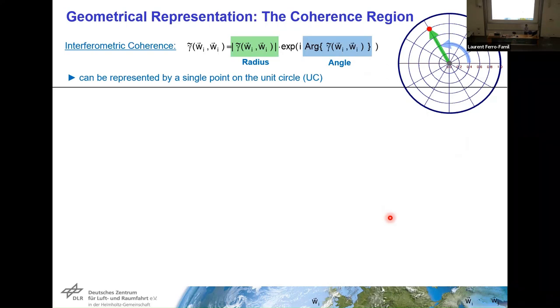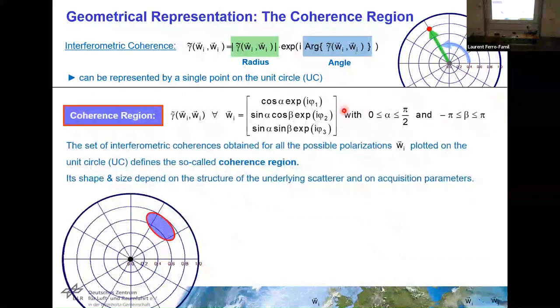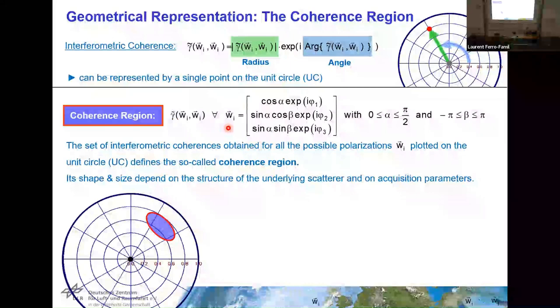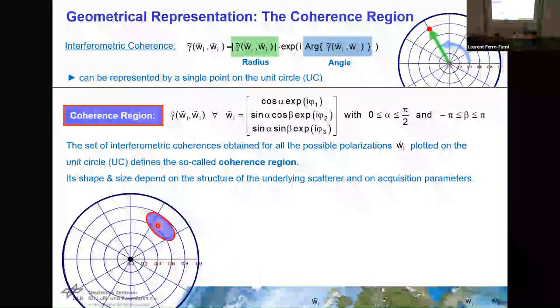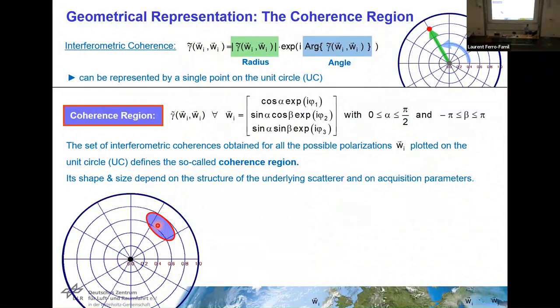And to formalize this, in Pol-InSAR we use the concept of coherence region. So you start again from the vector W, you parameterize this vector W in a number of parameters again. And now in principle you have to generate all the possible vectors W in order to get all the interferometric coherences. Therefore, this coherence region contains all the interferometric coherences that you can realize by means of linear combinations between the different polarimetric channels.